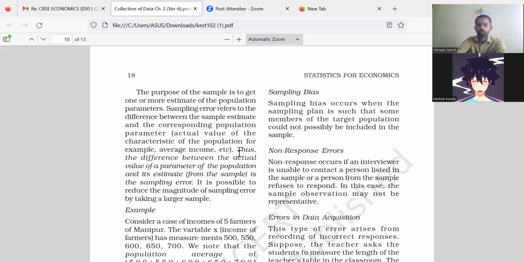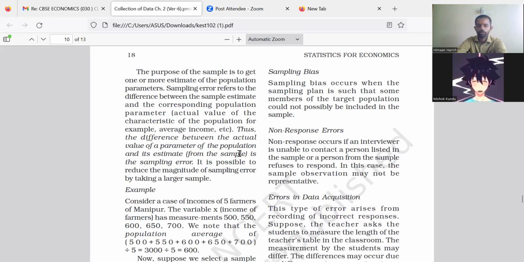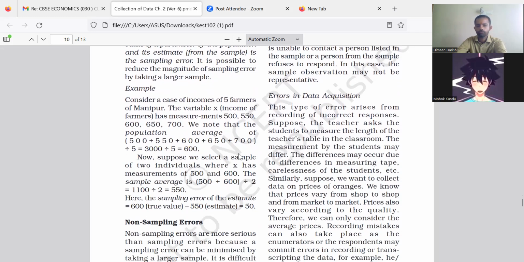Non-response errors occur if an interviewer is unable to contact a person listed in the sample, or a person from the sample refuses to respond. In this case, sample observation may not be representative. So there are errors in data acquisition as well. This type of error arises from recording of incorrect responses.